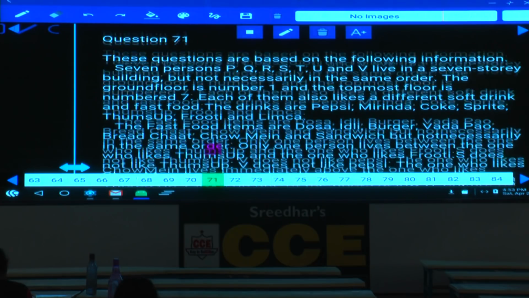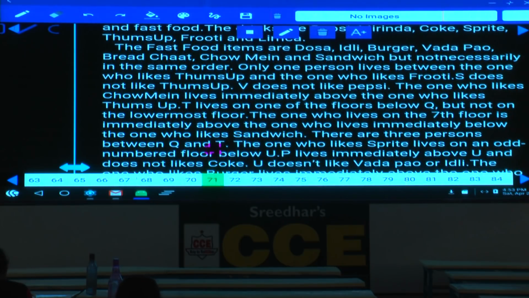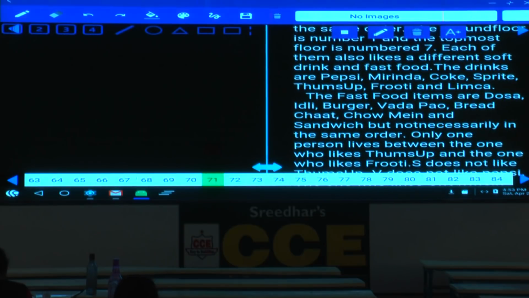Now coming to the information here, only one person lives between the one who likes thumbs up and the one who likes fruity. As it comes under floor arrangement, first we need to fix the floors here. Now 7, 6, 5, 4, 3, 2 and 1. Today I am not fixing this one at the center because lots of information is there that I have to represent here. We are short of space here.